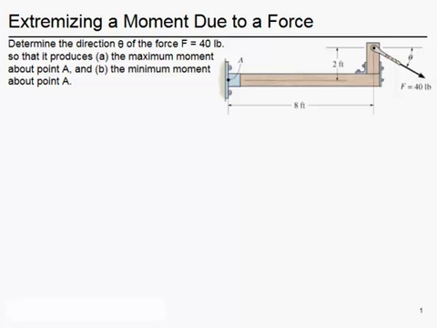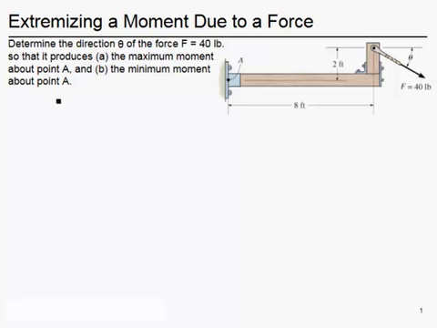So there is a really good connection here between the physical interpretation of what a moment actually is in terms of a force and a moment arm, and the mathematical interpretation of this, which is extremizing this moment, making it a maximum or a minimum. And so throughout this problem, we're going to go ahead and look at both of those points of view.